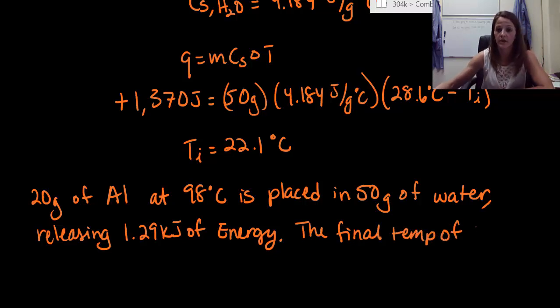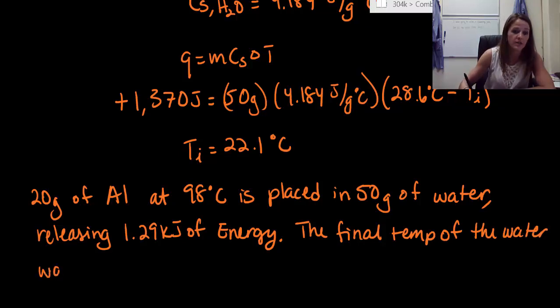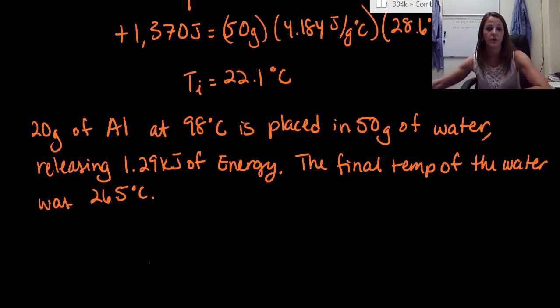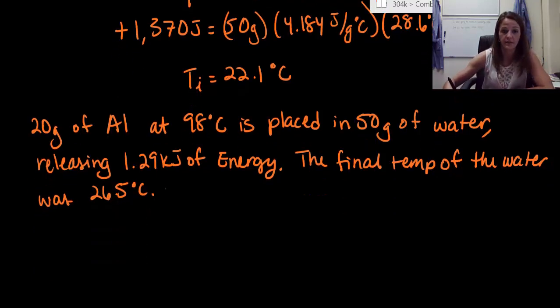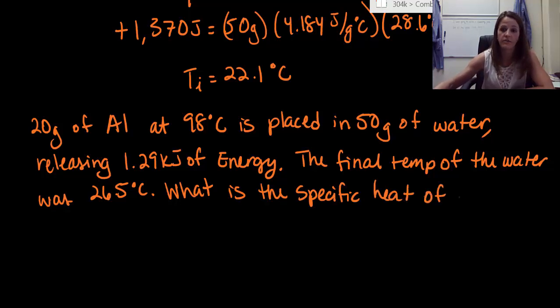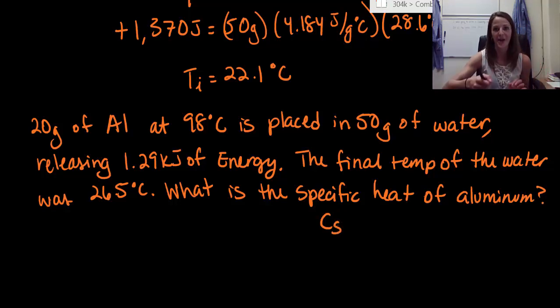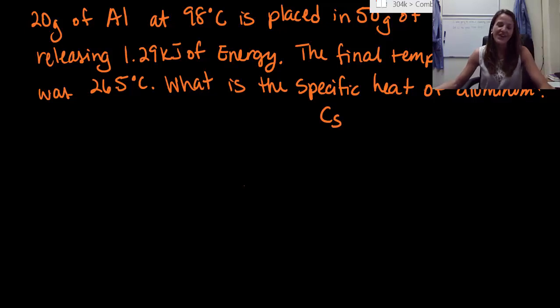Now, the final temperature of the water was 26.5 degrees Celsius. The question is, what is the specific heat of aluminum? So I'm asking you to solve for C sub S for me, okay? Go. All right, did you get an answer? Hopefully you did, but just in case you didn't, let's go through this together.